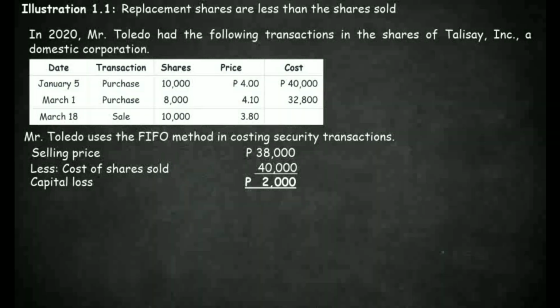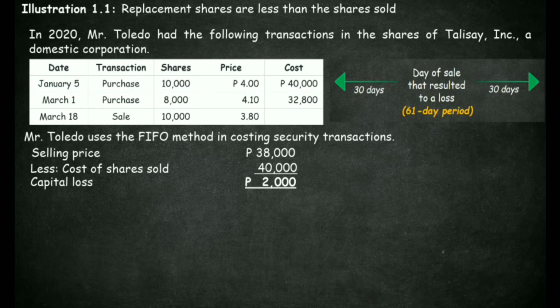Now, our next step is to check whether a wash sale occurred, because there are other purchase transactions. So, this is our timeline for the wash sale. When did the sale that resulted in a loss happen? That was on March 18. Now, let's check Mr. Toledo's purchase transactions. This purchase on January 5, we will no longer consider, because these are the shares that Mr. Toledo sold. So, let's move on to the next purchase.